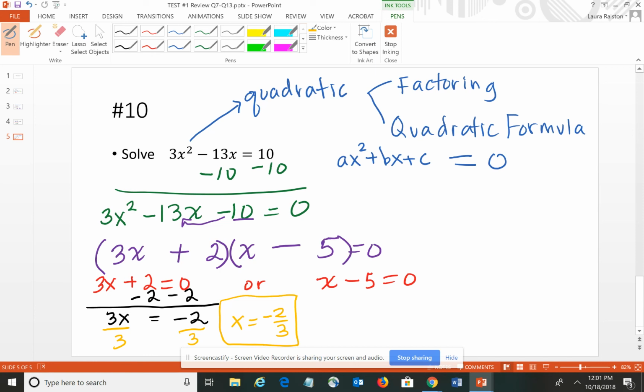And then I need to finish the problem. I need to do the other factor, x minus 5, excuse me, and I'm going to add 5 to either side. So x equals 5. So the solutions to this problem are x equals 5 and x equals negative 2/3.